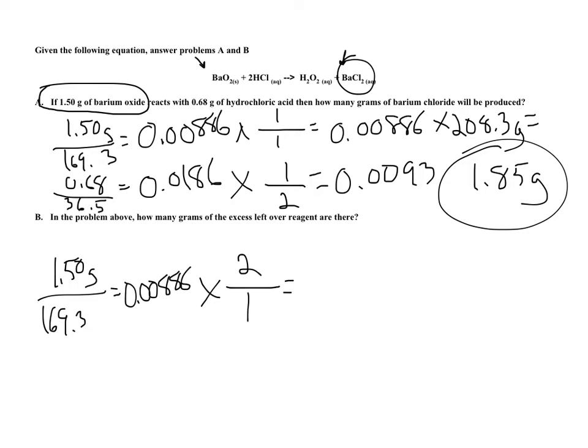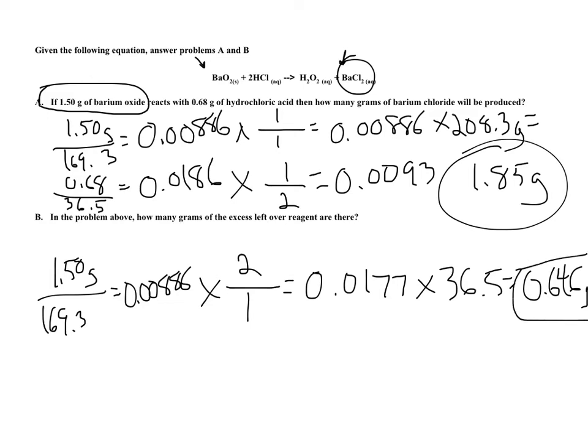So we're going to have 0.0177 moles of hydrochloric acid used, times the molar mass of hydrochloric acid, which is 0.646 grams. Now that's not the answer to the question. The question was how much is left. What we've just determined is how much got used. 0.646 grams is the amount of hydrochloric acid that's consumed by this reaction before the barium oxide runs out.